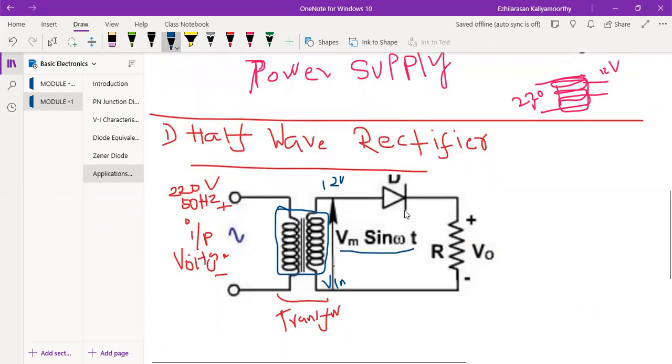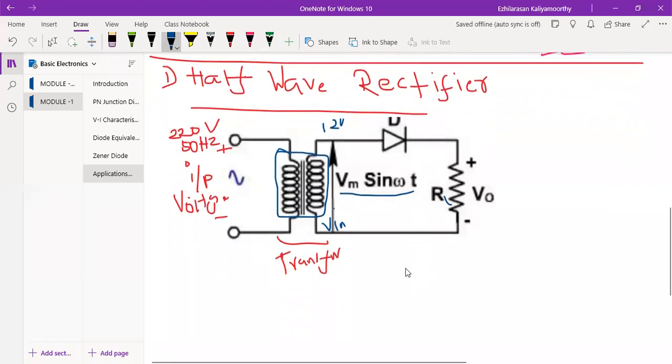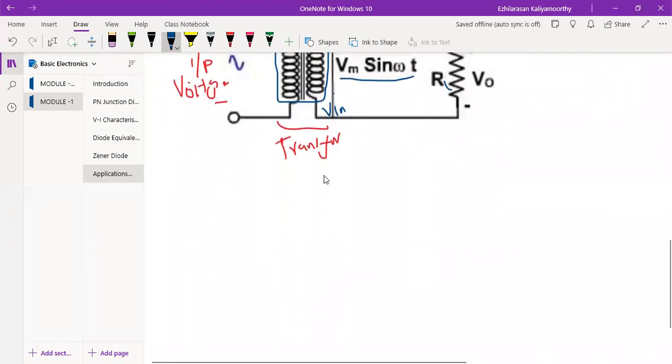Now you can see here we connected one single diode. Along with the diode, we connected one resistance. That resistance is nothing but the load resistance RL. The output will be taken across the resistor RL. Now let us see the operation, how we'll get it.